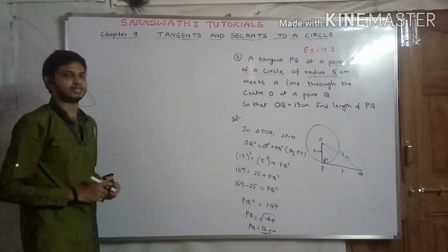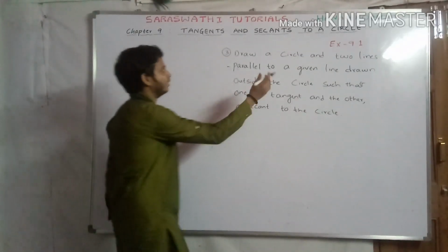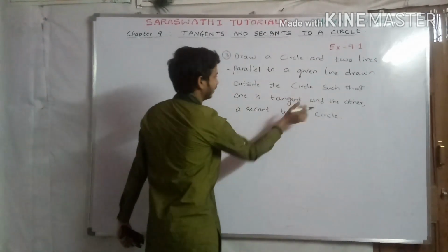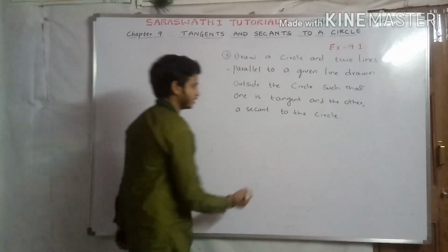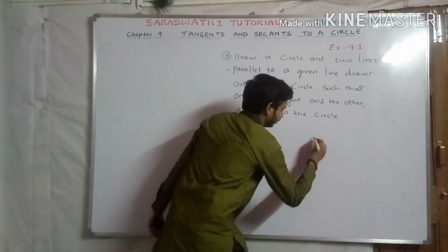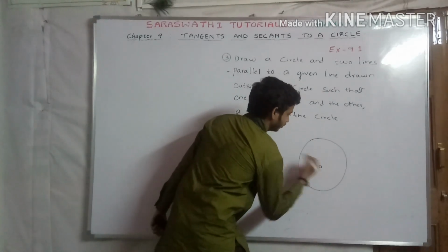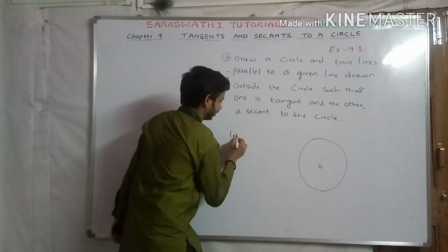We shall discuss the next question. The next question is: draw a circle and two lines parallel to a given line drawn outside the circle such that one is a tangent and the other is a secant to the circle. So first draw a circle with any radius. Since the radius of the circle is not mentioned in the question, draw a circle with center O. Let O be the center of the circle.